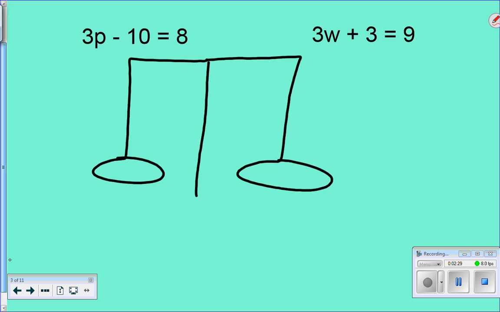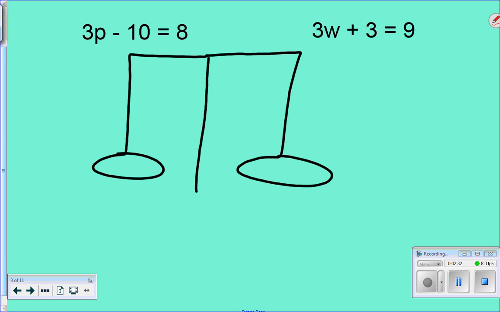Balance. All right. So, here's how this is going to work. That equal sign is like the middle of your balance. That equal sign is the part that's keeping everything in line. So this is where my equal sign is. Then this side is 3w plus 3, because this side has to equal 9 on the other side.